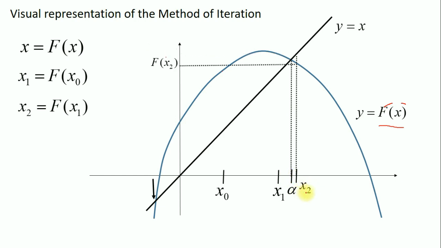Now I substitute x2 into f(x) again, and I will get f(x2) over here. And f(x2) will match x3 over here. You see the point on y equals x here. Go down to x3, and you can see x3 is getting even closer to the root now.